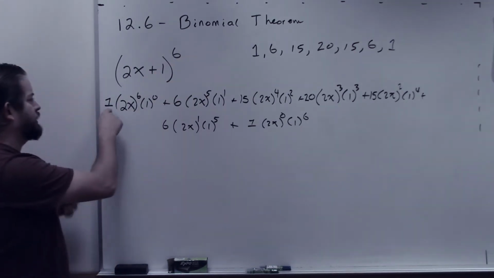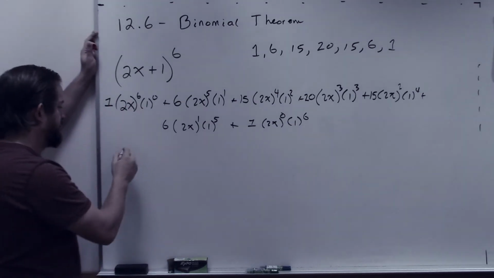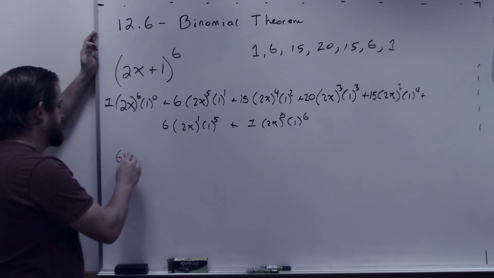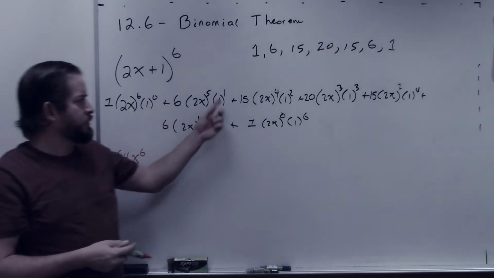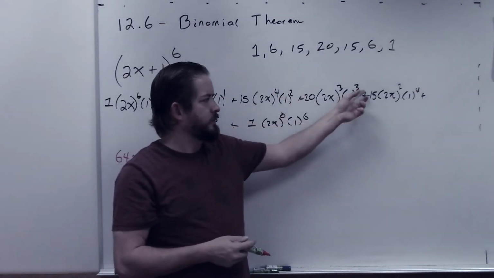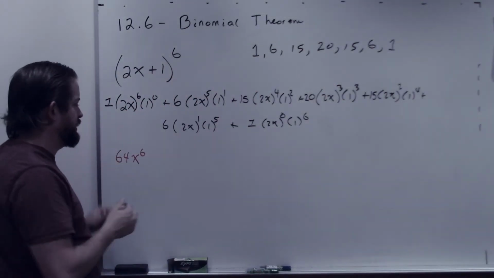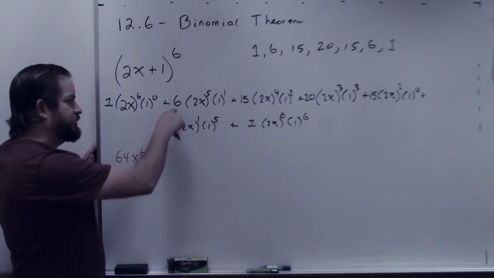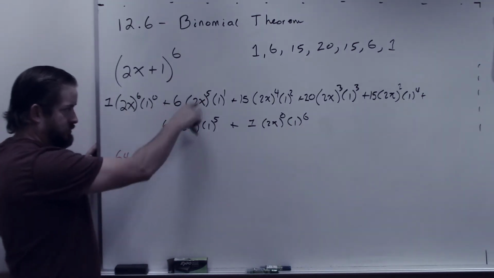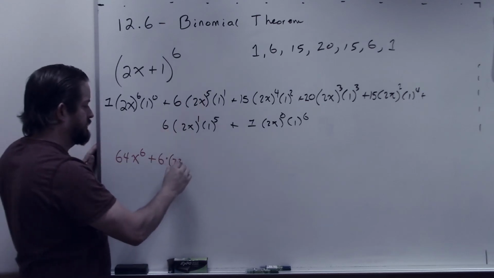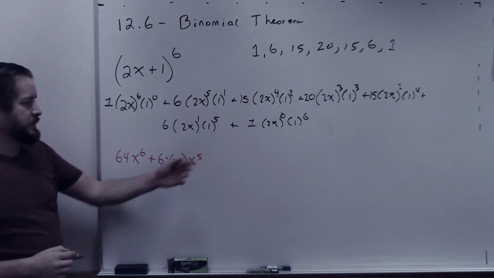So I'm going to write this as 1, the 1 doesn't matter, but 2 to the 6, 2, 4, 8, 16, 32, 64. So this is 64x to the 6th. And this 1 doesn't really matter. 1 to the 0 is 1, 1 to the 1 is 1, 1 to the 2nd is 1, 1 to the 3rd is 1. So these 1s are not important, they're just inconsequential at this point. But here for the next term I end up with a 6 that gets multiplied by a 2 to the 5th. So that's 32, x to the 5th. So that's 6 times that 32 times x to the 5th.